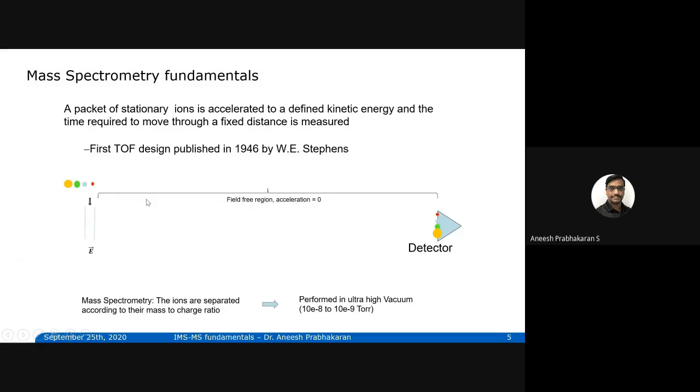So probably you understood. Mass spectrometry is about separating the molecules or ions according to their mass to charge ratio, because it is in the electric field, and also the ions have charges. So these ions are not just separated according to their mass; they are separated according to mass to charge ratio. So this is called mass spectrometry. Mass spectrometry is performed in vacuum. There is no air in this. It's an ultra high vacuum, 10 to the power of -8 or -9 torr.